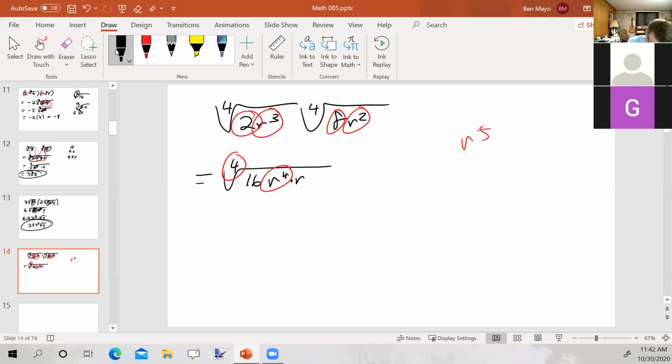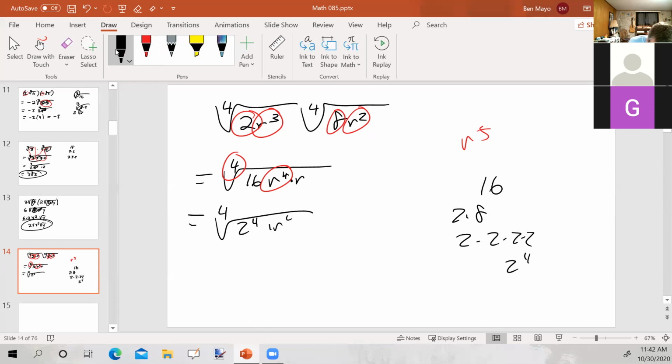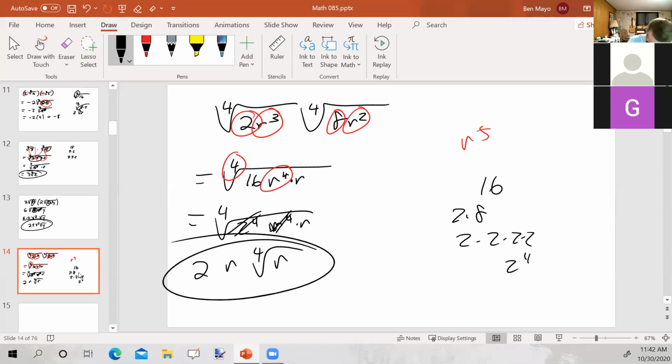Yes. All right. 16 is what? 2 times 8, 2 times 2 times 2 times 2, 2 to the 4th power. So the 4th root of 2 to the 4th times r to the 4th times r. What's the 4th root of 2 to the 4th? 2. What's the 4th root of r to the 4th? R. And what's left over? The 4th root of r. The nth root of a to the n equals a when a is greater than or equal to 0. That's what's behind the scenes. That's sort of the goal, is to get to that so you can take things out.